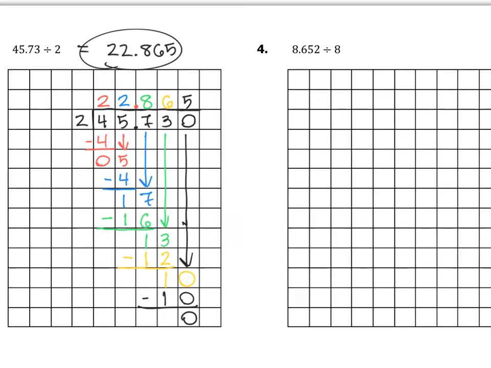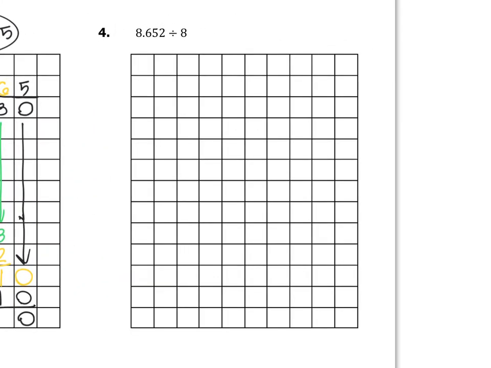Okay, my last problem, I have 8.652, and I'm dividing that by 8. So I'll set that up just like this, with my 8 as my divisor. My decimal point in my quotient goes here, and so now I'm going to divide 8 into 8, which goes in 1 whole time. 1 times 8 is 8, and so I subtract and I start out with a 0.